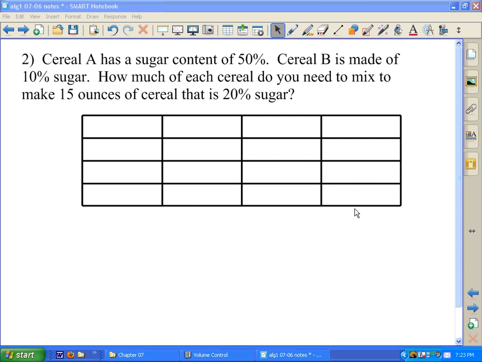So we're going to solve this mixture problem, which says that cereal A has a sugar content of 50%. Cereal B is made up of 10% sugar. How much of each cereal do we need to mix to make 15 ounces of cereal that is 20% sugar?